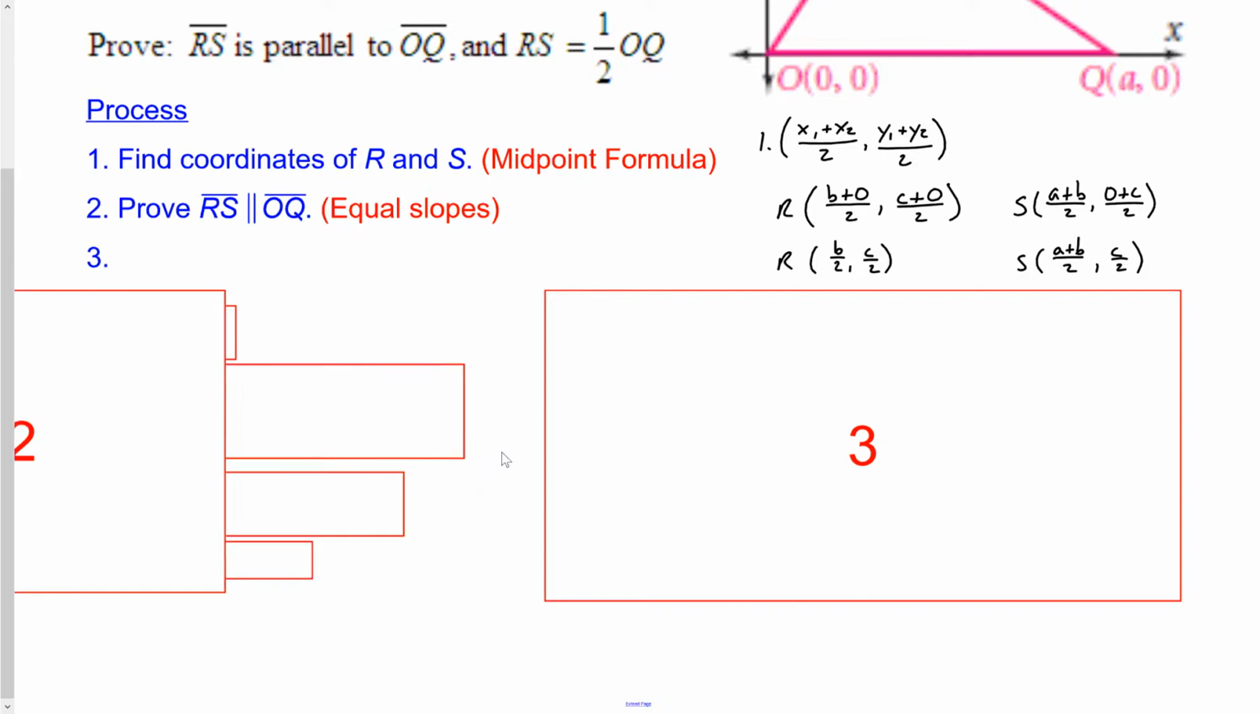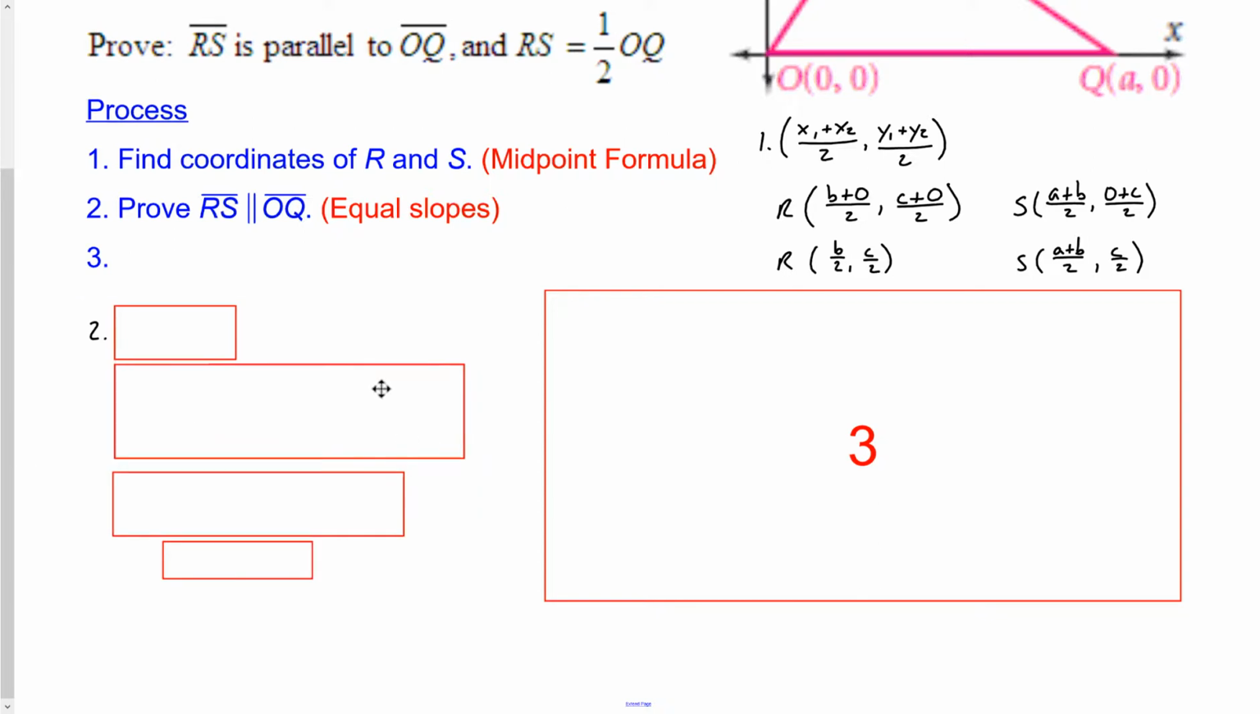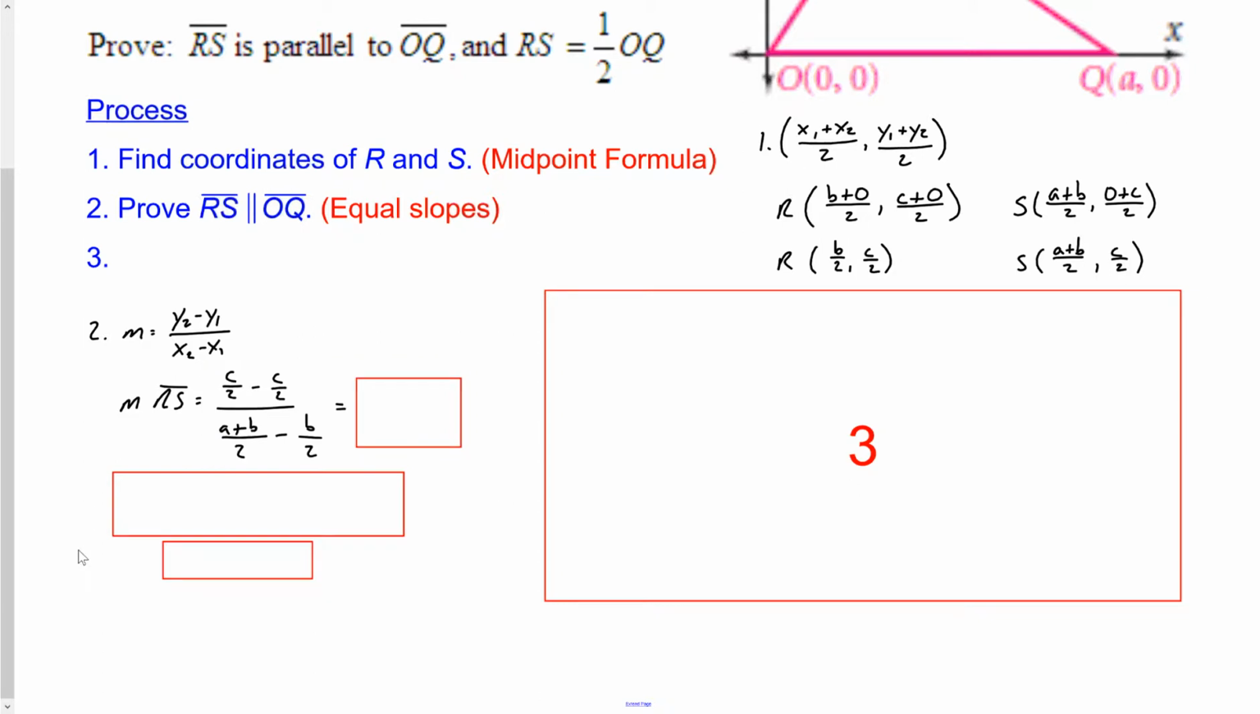Well, that means that we need to first recall the formula to find slope. That is y2 minus y1 over x2 minus x1. It doesn't matter which one you do first. Let's say I'm going to find the slope of segment RS first. I need to take the coordinates that I just found in the first step and plug them into this formula. So c over 2 minus c over 2 all over a plus b over 2 minus b over 2.